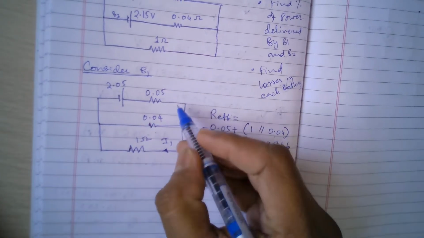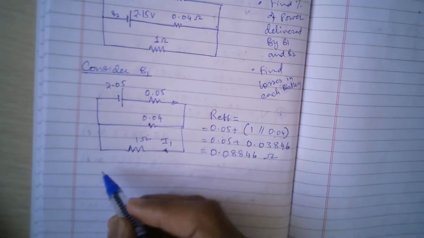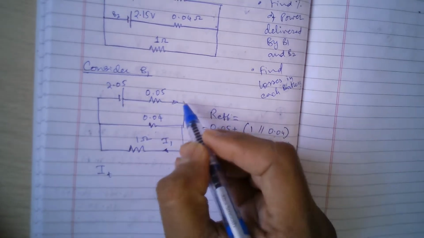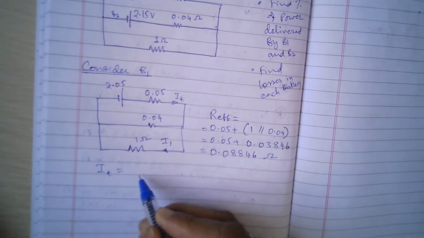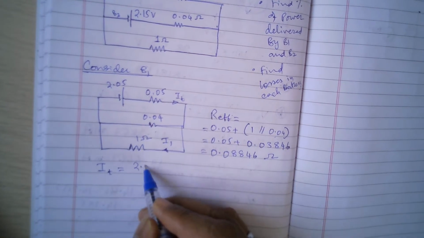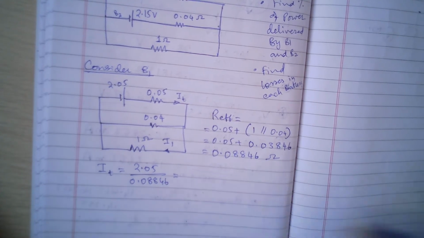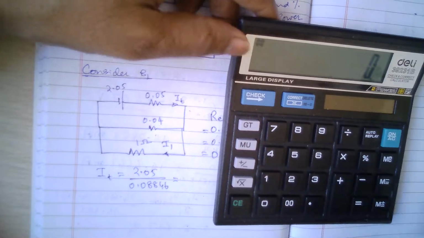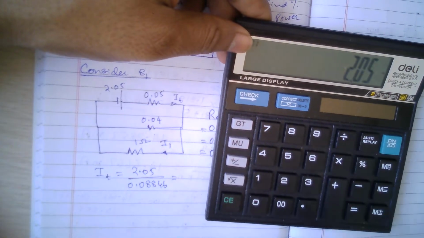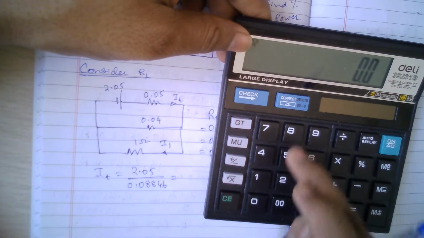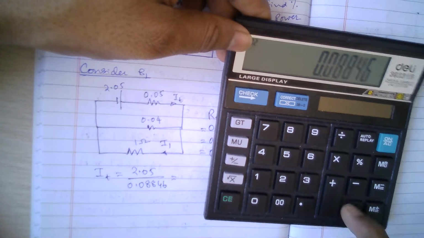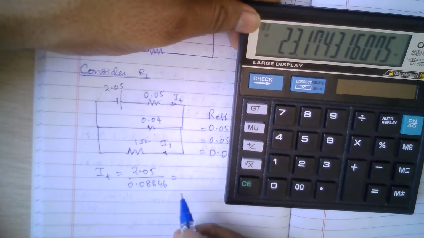So what will be the total current? Total current IT is nothing but total voltage 2.05 divided by 0.08846, which is 23.17.